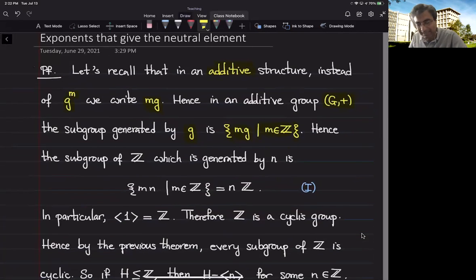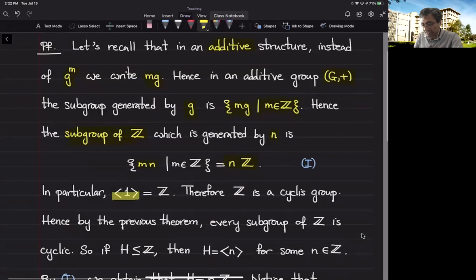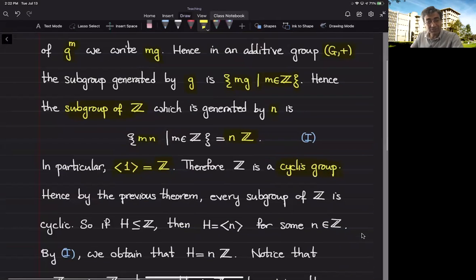Therefore, as a particular case of this, we see that the subgroup of Z which is generated by n is the set of integer multiples of n that we also denote by nZ. So all these nZ's are indeed subgroups of Z. This we have discussed earlier. Moreover, if I start with integer 1, I'm getting all the integers out of the group generated by 1. Therefore, the cyclic subgroup of Z that's generated by 1 is the entire Z, and so it is a cyclic group. And so by the previous theorem, every subgroup of Z is cyclic.